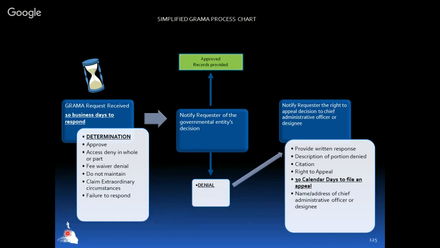This here is just a simplified process chart of when you receive a GRAMA request, you have 10 business days, and then you do your determination, and then you notify the requester. If you have approved it, then you're good to go, it's complete, or if you deny, then you go on to the next step, and then you notify the requester. They have the right to appeal the decision to the Chief Administrative Officer, and then you would provide all this information in your notification letter.